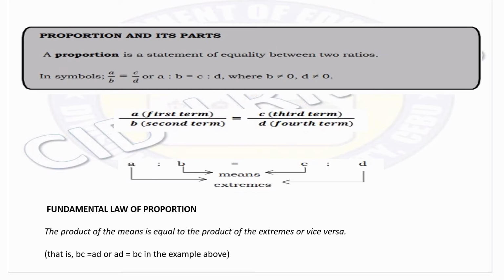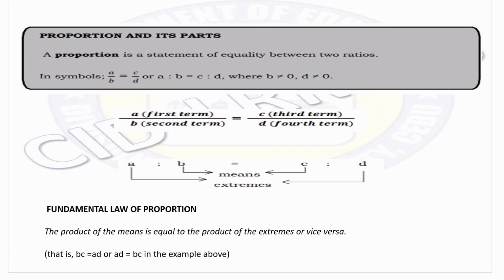Now, a there, we will consider as the first term, b as your second term, c as your third term, and d is equal to the fourth term. Now, in the expression, we have a is to b is equal to c is to d. The two outer variables, which are a and d, are considered the extremes. And we have b and c at the center, they are the means.